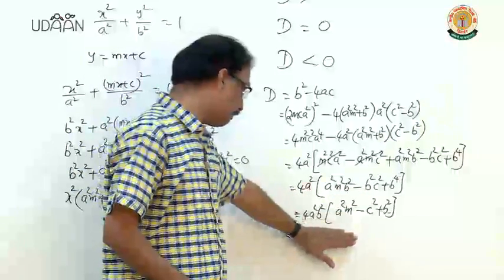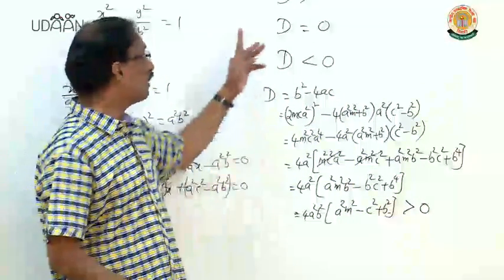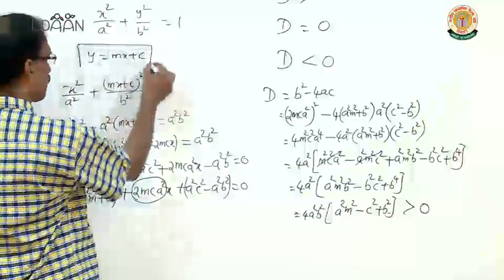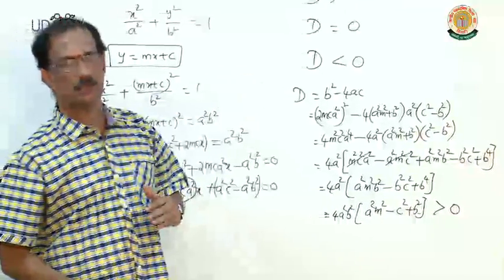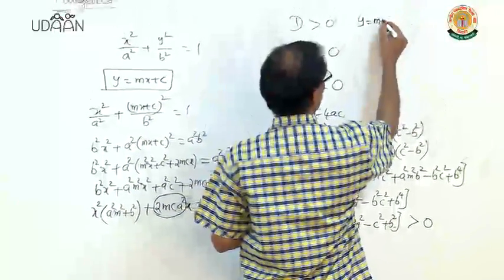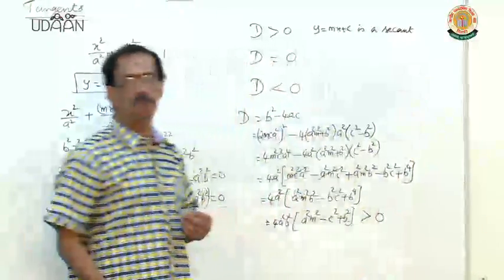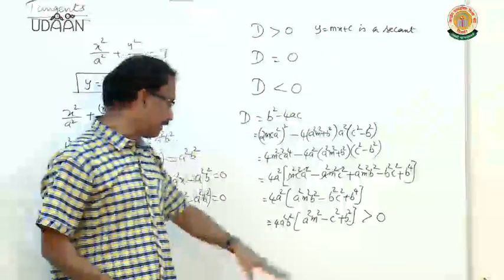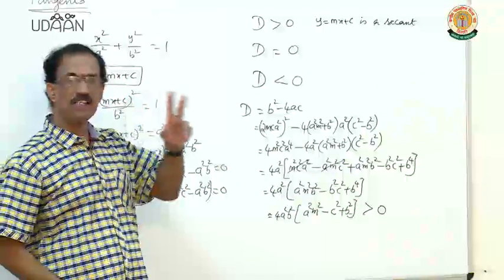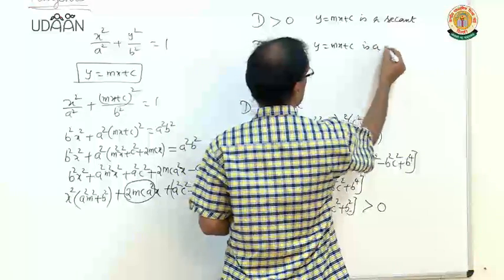Now, if D is greater than 0, that will have 2 points that will intersect at 2 points. So this line y equal to mx plus c becomes a secant to the ellipse. So now if D is greater than 0, y equal to mx plus c is a secant to the ellipse. And if D equal to 0, that means it will have 2 roots that are unique, or we can say they are equal. So in that case y equals mx plus c is a tangent.